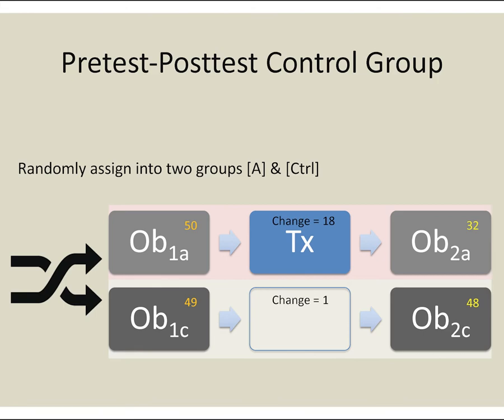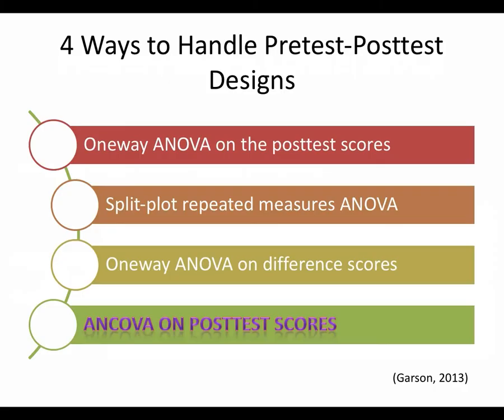And then I just ran a one-way ANOVA with the change scores. So I would calculate the change scores for every participant. So that's another way of doing it, calculating the change scores and doing a one-way ANOVA. So these are the three ways of doing it.